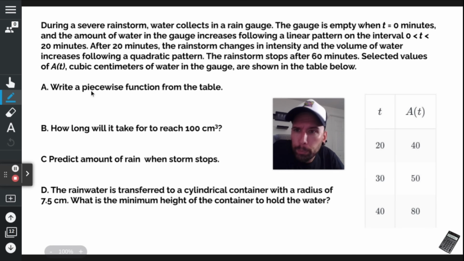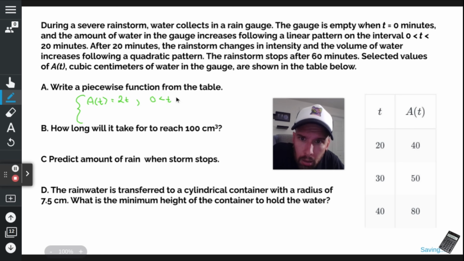All right, so knowing that my graphing calculator gave me a bunch of x's and stuff like that, I'm going to use A of t. The first part is linear. That ended up being just 2x, so 2t, where t has to be between 0 and 20.